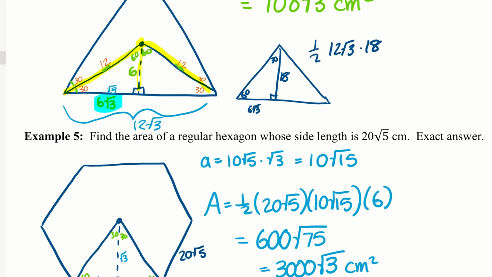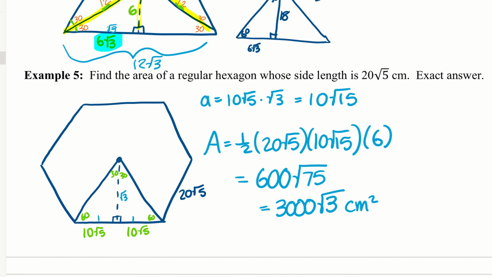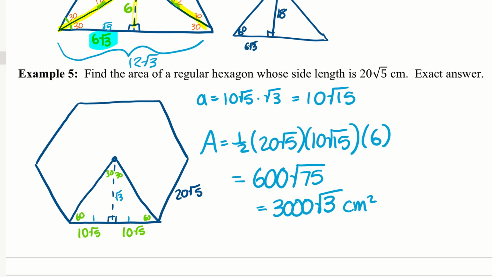Okay, and then last one is example 5. We've got another hexagon. Now I have a hexagon whose side length is 20 root 5. So when I draw my 2 radii and my apothem, I can break my side length into 10 root 5 and 10 root 5, just cutting it in half.